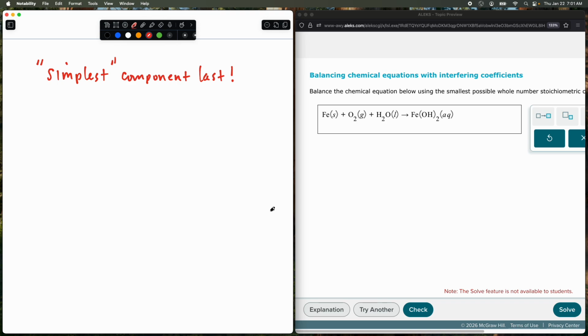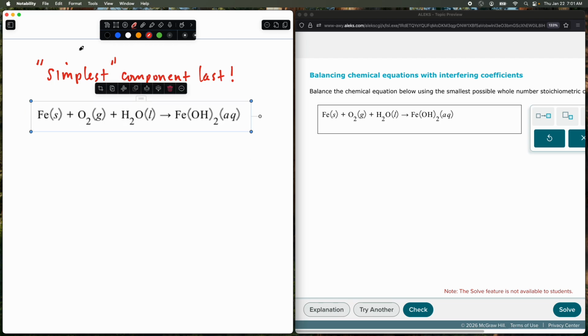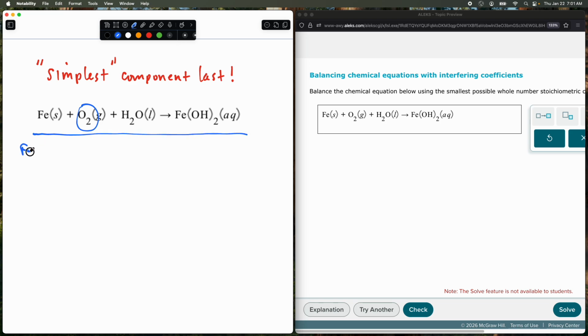Another question here for tomorrow night's homework, or tonight's homework, and that is balancing chemical equations with interfering coefficients. So what I'm going to do with every one of these is find and do the simplest thing last. And the simplest thing last is not necessarily trivial. What does the word simplest mean, right? So let's go through here and I go, okay, oxygen's by itself, so that's going to be simplest. Now, having said that, let's just go left to right and then just do the simplest thing last.